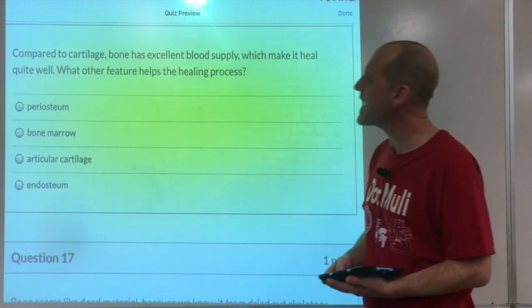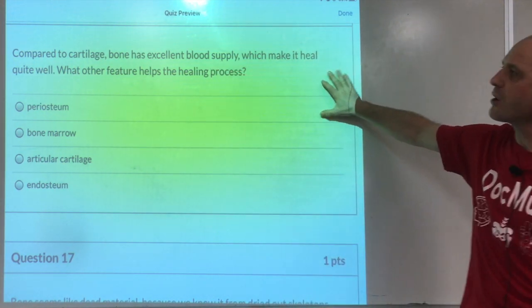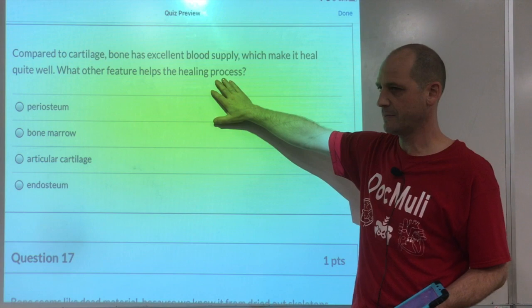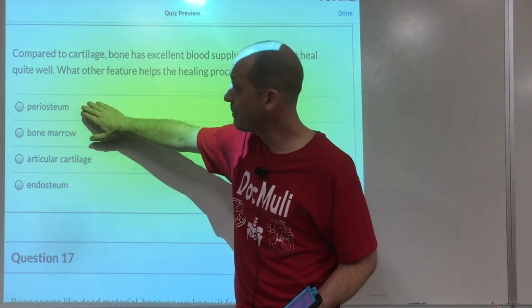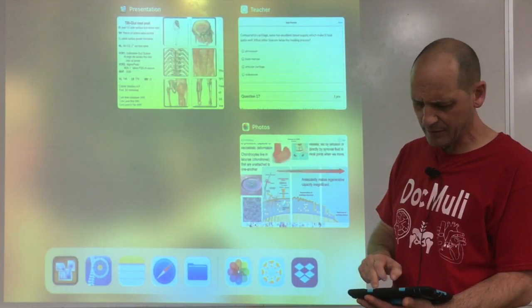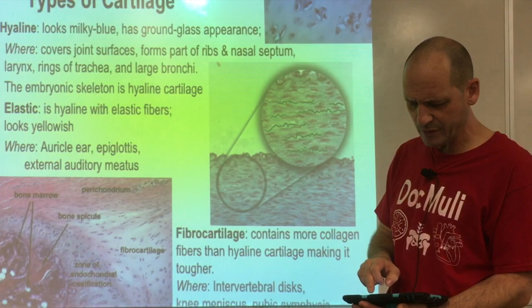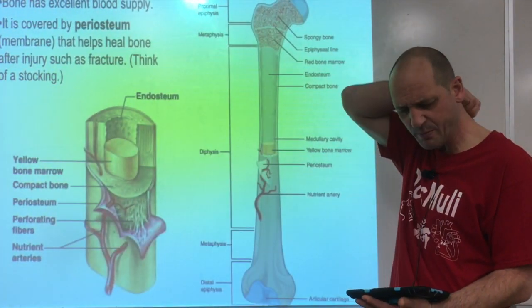Compared to cartilage, bone has excellent blood supply, which makes it heal quite well. What other features help the healing process? Periosteum and endosteum. No, I think it's the periosteum honestly here, right? Let's go through there. I'll go look that up. Ta-da! Yeah, periosteum is the big one.